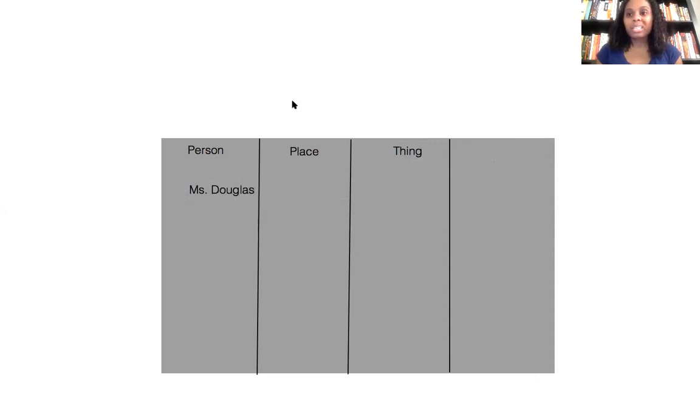Let's think of a place. What about Sky Zone? I know a lot of my friends like to go to Sky Zone. Sky Zone is a place, so I'm going to put that in the place category. And then for a thing, I'm thinking of a toy. So I'll just write a toy. A toy is a thing. So I want to see if you guys can come up with 5 people, 5 places, and 5 things that you can put in the table to show me that they are nouns, okay?